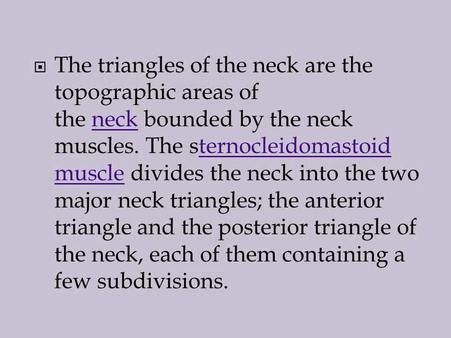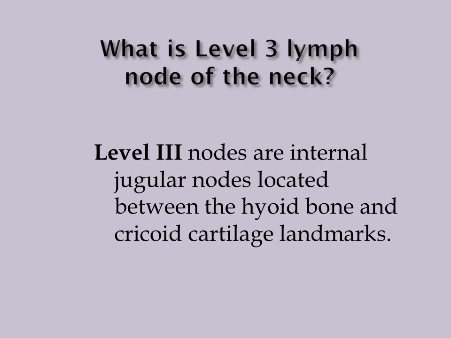The triangles of the neck are the topographic areas of the neck bounded by the neck muscles. The sternocleidomastoid muscle divides the neck into the two major neck triangles, the anterior triangle and the posterior triangle of the neck, each of them containing a few subdivisions. What is level 3 lymph nodes of the neck? The level 3 nodes are internal jugular nodes located between the hyoid bone and the cricoid cartilage landmarks.